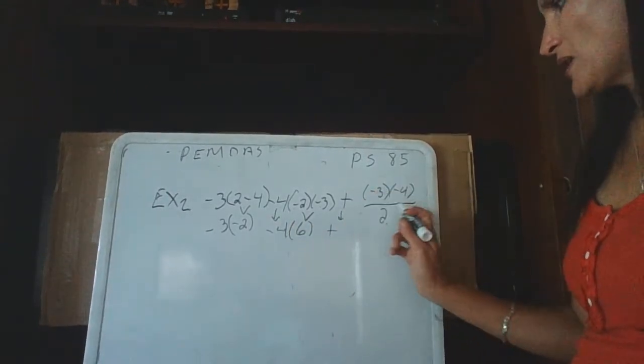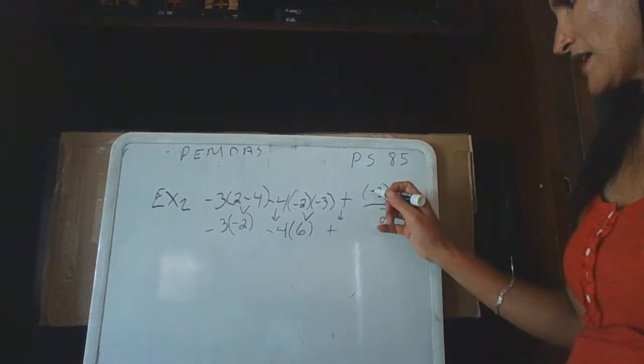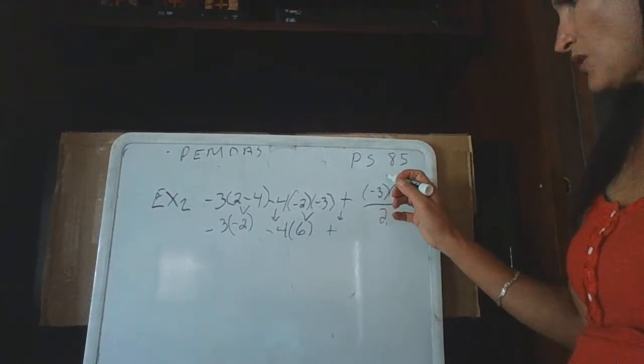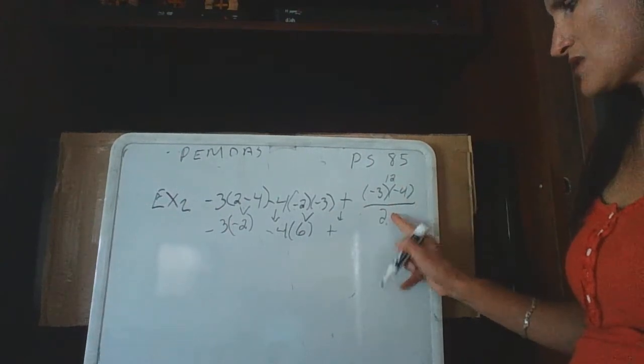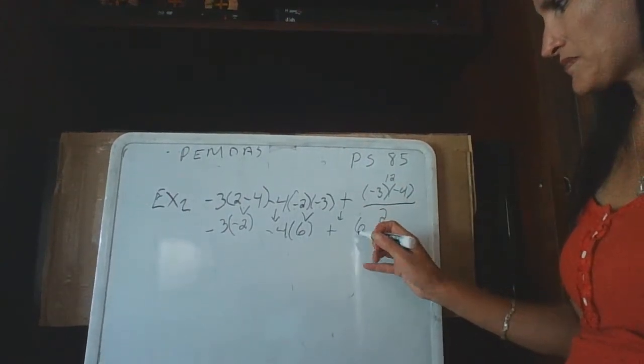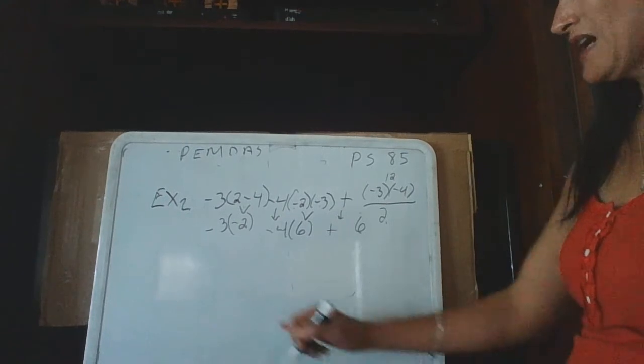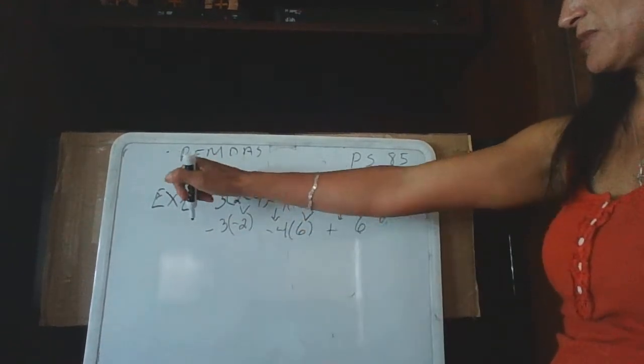And then I'm going to do my parentheses. So negative times negative is a positive 12. Okay. 12 divided by 2 is 6. Okay. Now I'm going to go back, I've done my parentheses.